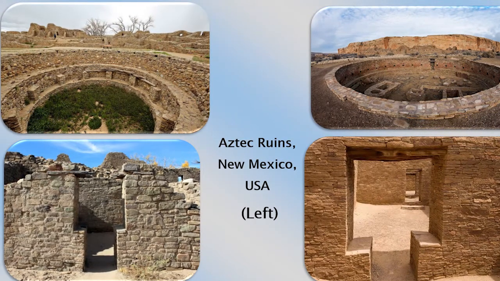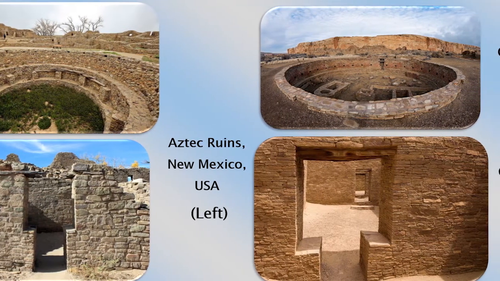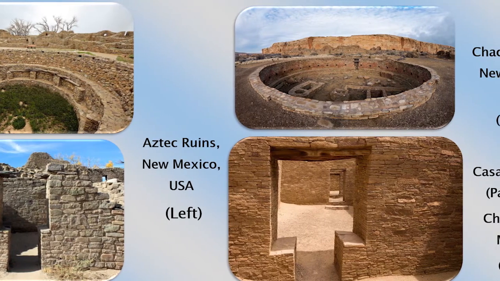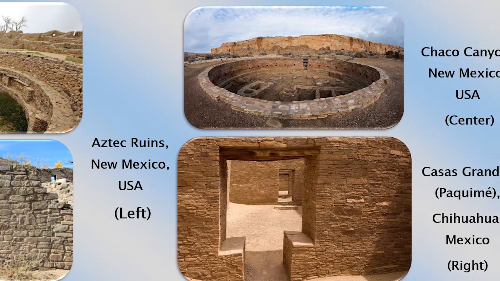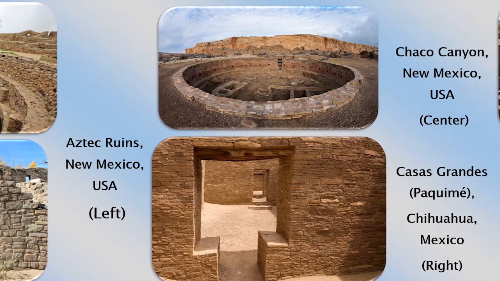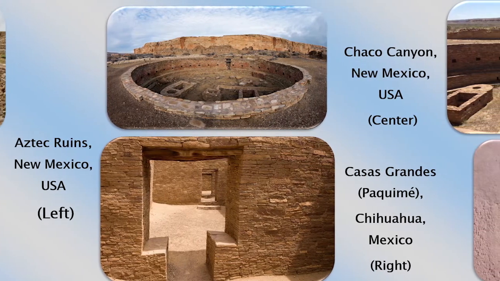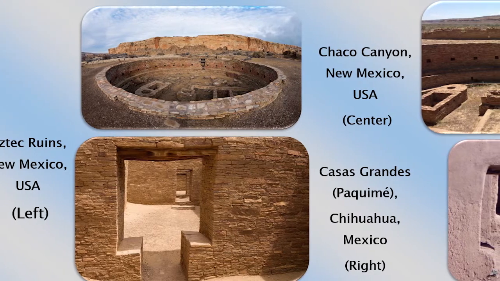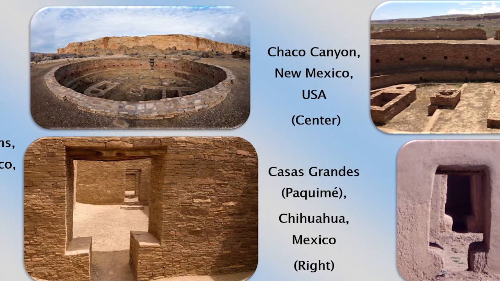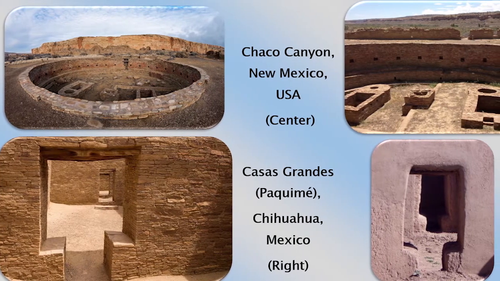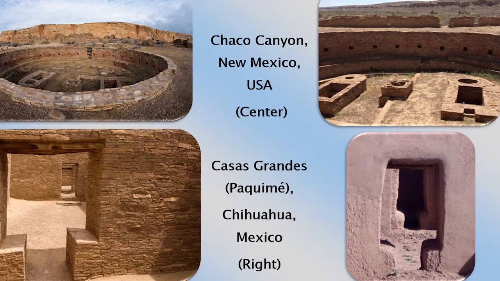So here are some Aztec ruins on the left. And I wanted to point out how all of these ruins from a similar culture have this similar door shape. There's Chaco Canyon in the middle, and then there's Casas Grandes on the right. And they all have these circular stone areas, and they all have these T-shaped door openings. Very strange. The archaeologist Stephen Lekson has noted that Paquime is aligned on roughly the same longitudinal axis as Chaco Canyon and Aztec ruins, with an error of only a few miles.